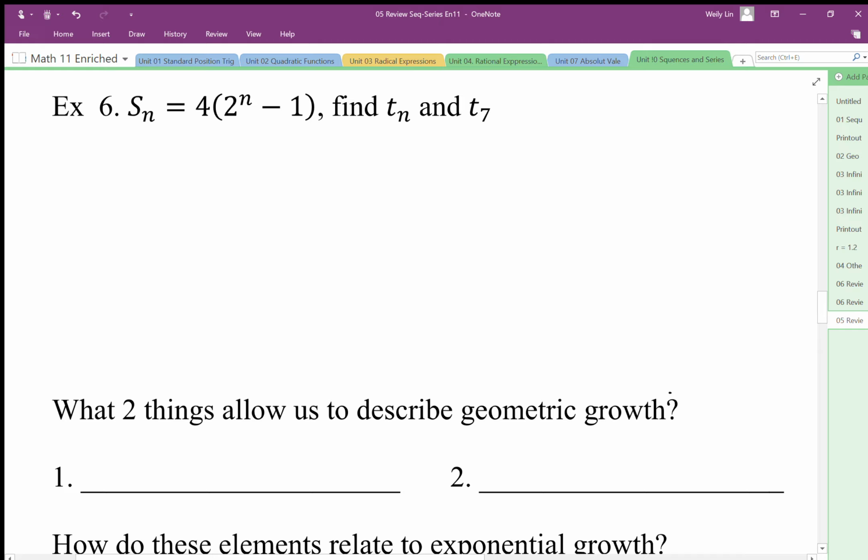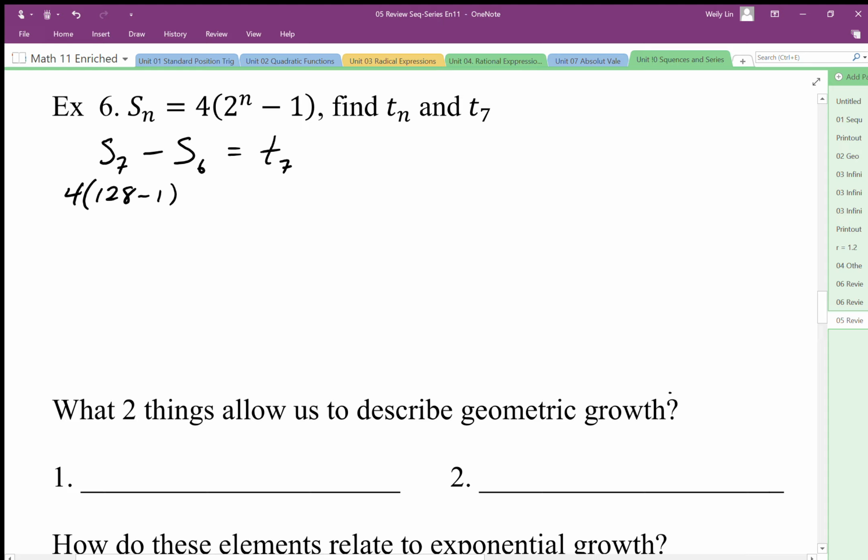So for example, if I want to get T7, I can do S7 minus S6, and that will give me T7, because S6 plus T7 gives me S7. So I'm going to work out the T7 value here. Plugging in n equals 7, I'm going to get 2 to the power 7. That looks like it's going to be 128. So 4 times 128 minus 1.